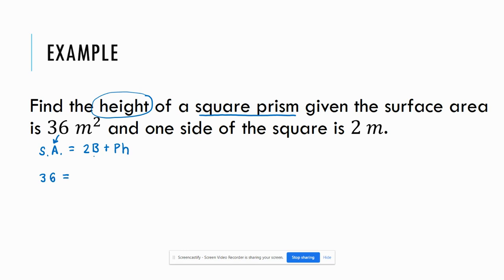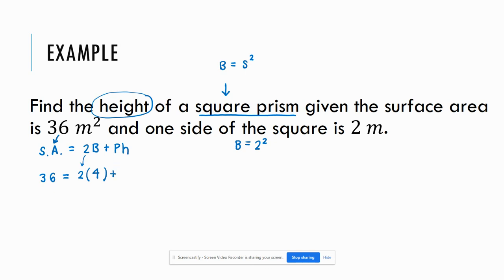So I'm going to have an equation that says 36 equals. Remember, B stands for the area of the base. Well, we're talking about a square. To find the area of the base of a square, as long as I know what the side is, it needs to be squared. The last part of this says that one side of the square is 2 meters. So I'm bringing down that original 2, and if I'm plugging 2 into my formula to find the area of my base, I'm taking 2 and squaring it. So that's why the number 4 is going to go in that spot for the B.